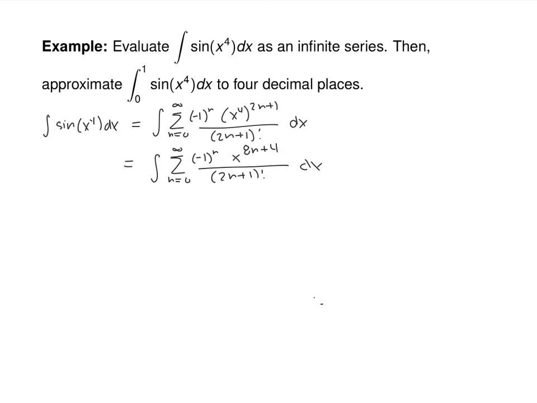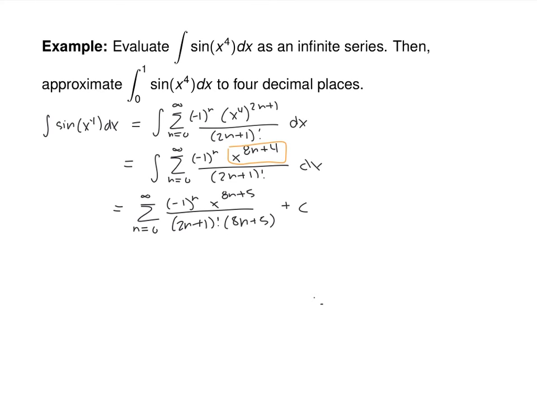Now the antiderivative, the negative 1 to the n and the 2n plus 1 factorial, there's some kind of constants. So what you're actually antidifferentiating here is this x to the 8n plus 4. And the antiderivative of x to the 8n plus 4 is x to the 8n plus 5 over 8n plus 5. So you have the sum from n equals 0 to infinity, negative 1 to the n, x to the 8n plus 5 over 2n plus 1 factorial times 8n plus 5. And there would be a plus c because technically it's an indefinite integral and you don't know that that constant is 0.